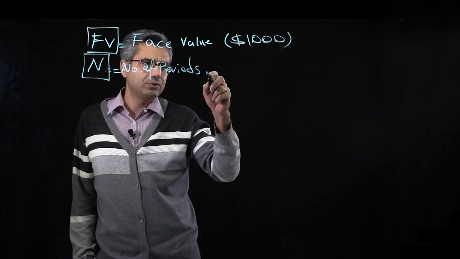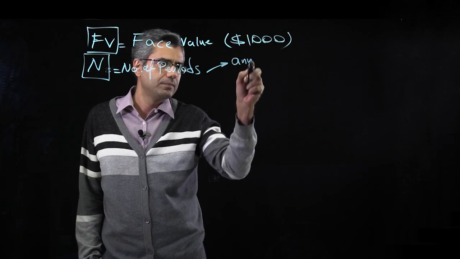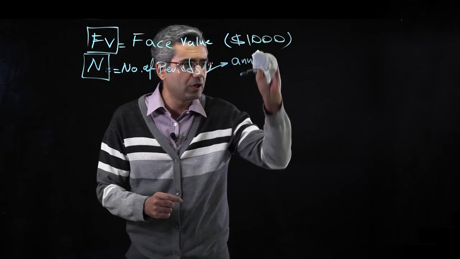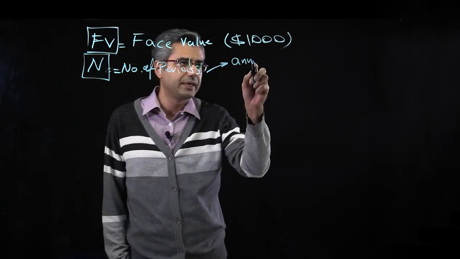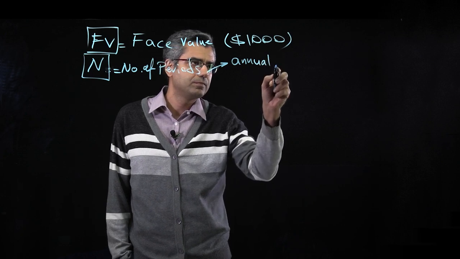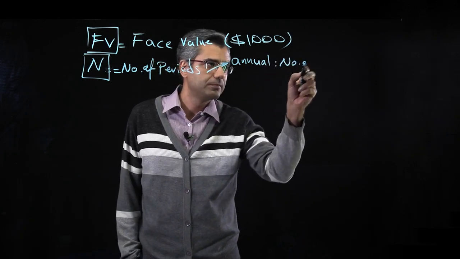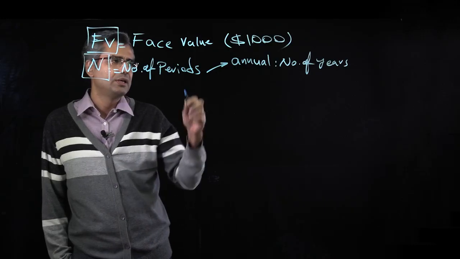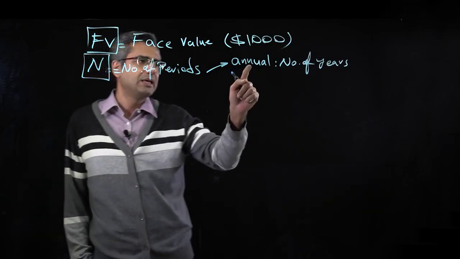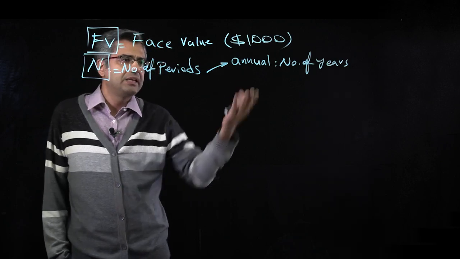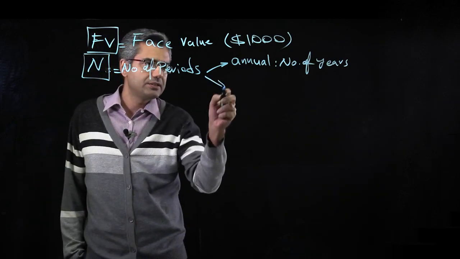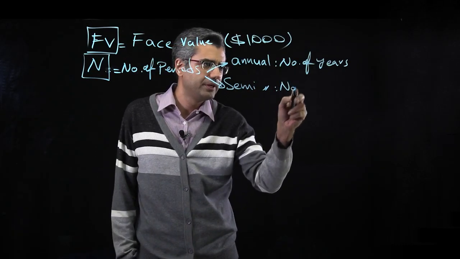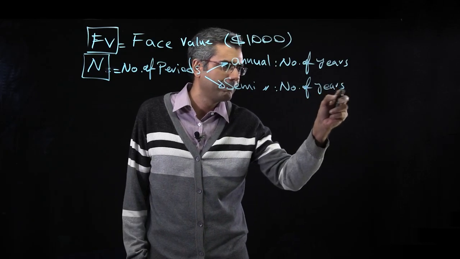So if it's annual, meaning the coupon payments are per year, then it's the number of years. So if it's a 10-year bond, or 10 years to maturity, and it's an annual bond, N is 10. And if it's semi-annual, then it's the number of years multiplied by 2.